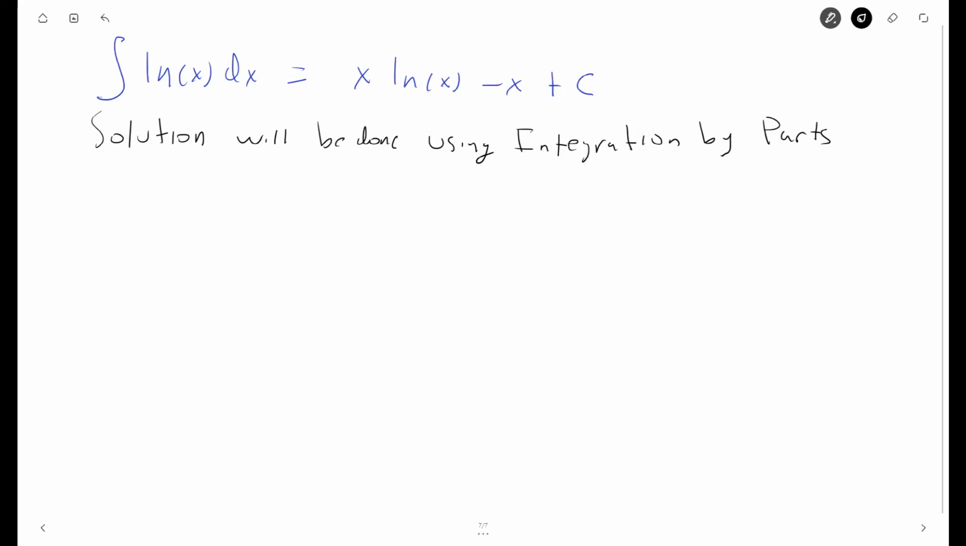Okay, so the integration by parts formula says that the integral of u dv is equal to u times v minus the integral of v du. Okay, so we're going to turn the integral into something a little different. What I'll do is write ln of x times 1 dx.